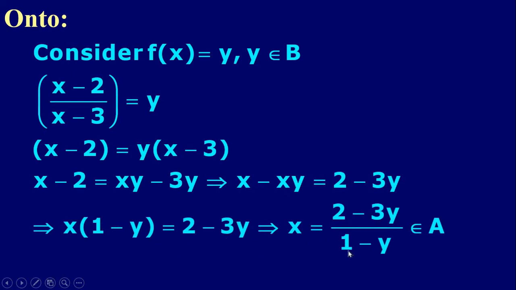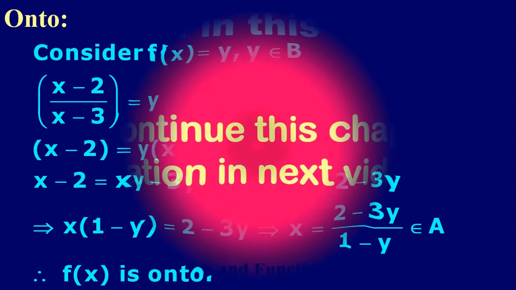And (2 minus 3y) divided by (1 minus y) belongs to A. Since y is not equal to 1, this number is a real number. Therefore x equal to (2 minus 3y) divided by (1 minus y) belongs to A. Therefore this function is an onto function. Therefore this function is both 1-1 and onto function.